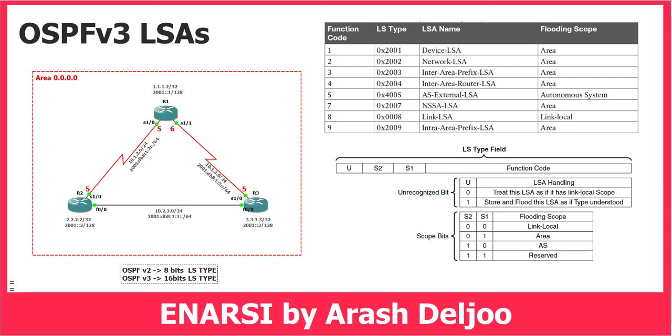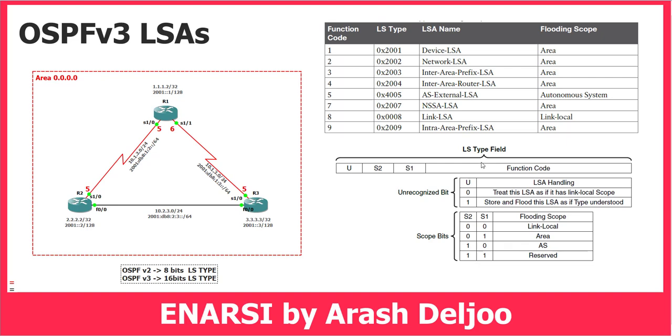S means scope bits, indicate how the LSA should be flooded. Here you can see the rules. If we are using the 2 bits S1 and S2, 00 means this is link local. 01 means this is area local. 10 means AS local, and 11 now is reserved.